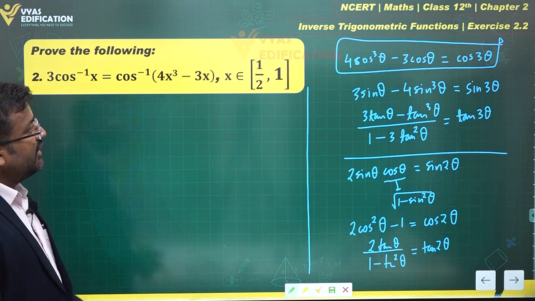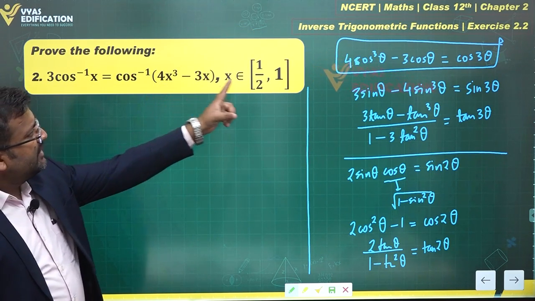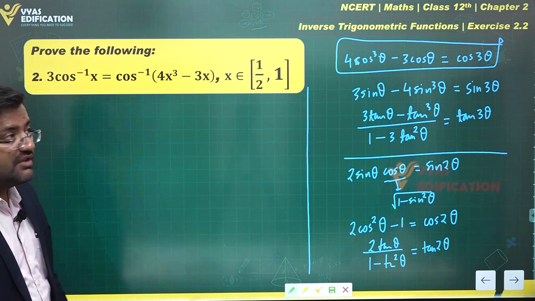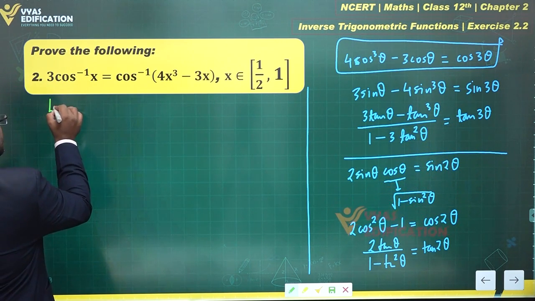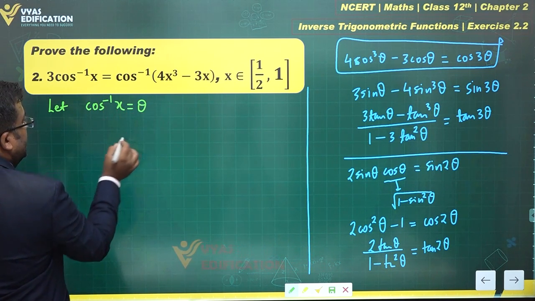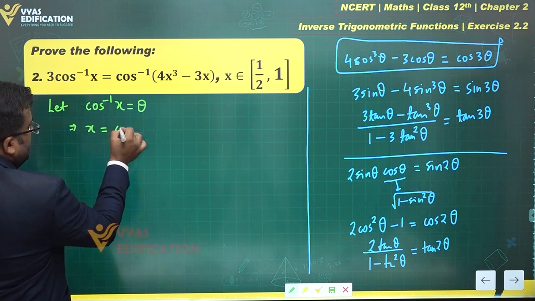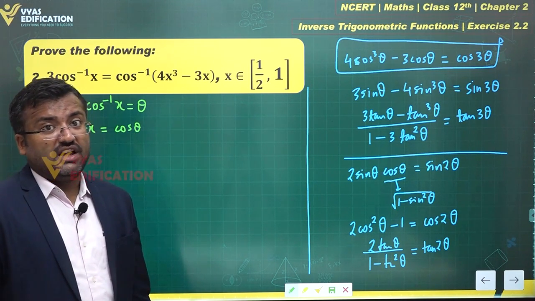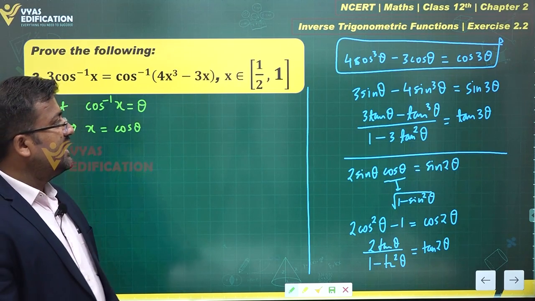The important thing that we observe is that x has to be replaced by cos theta, or we have to substitute cos inverse x as theta. So let's use that substitution. Let cos inverse x equal theta, which gives me x equals cos theta. But one important thing has to be done over here first. What is that important thing?